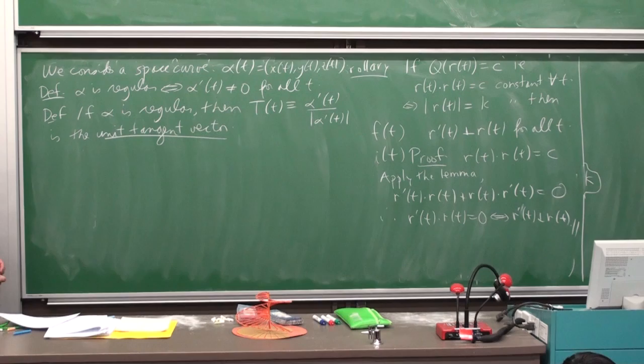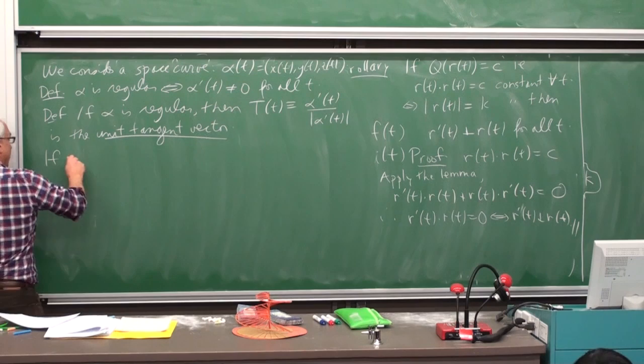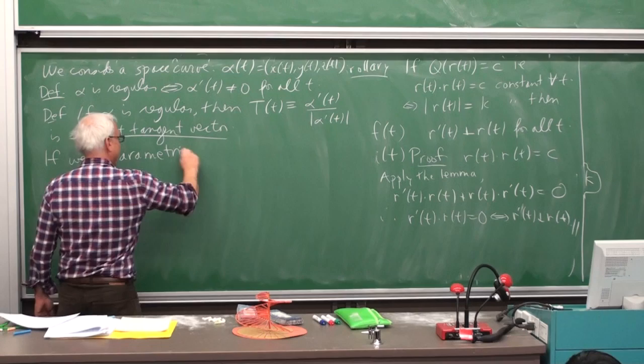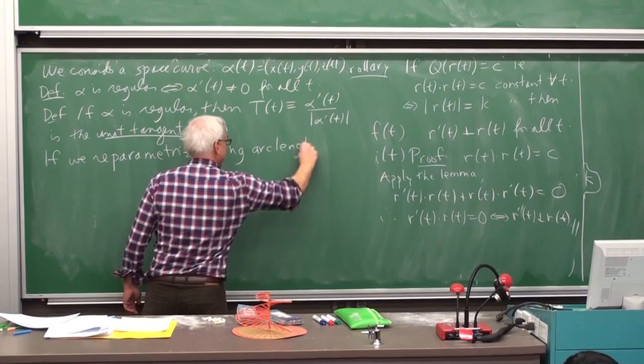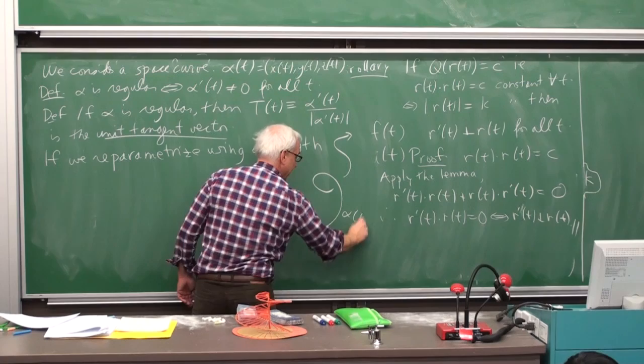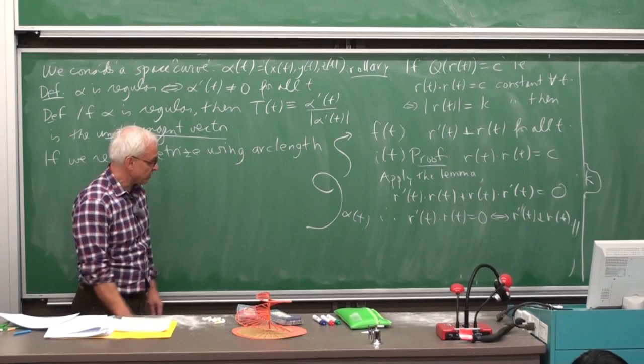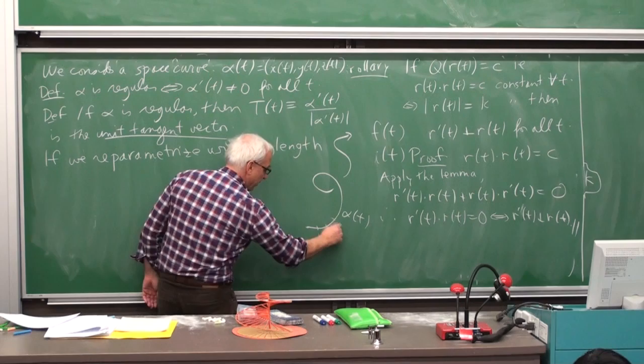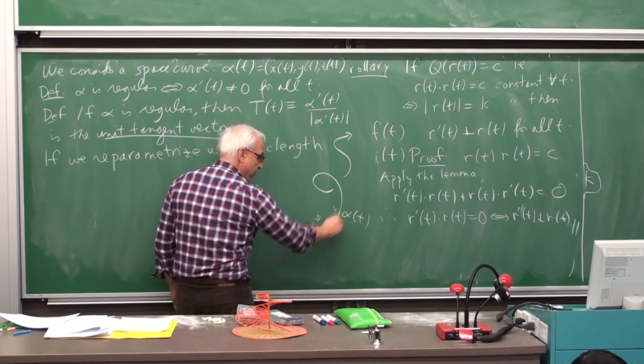Okay, now we've said that we often want to reparameterize. So if we do reparameterize using the arc length, so we have some curve that's doing something in space, alpha of t, and the t can be going faster and slower and doing whatever it wants to, but then we want to reparameterize it by just using the arc length. So that's 1, 2, 3, 4, just length, starting from wherever we're starting. Then that new parameterization is called arc length.